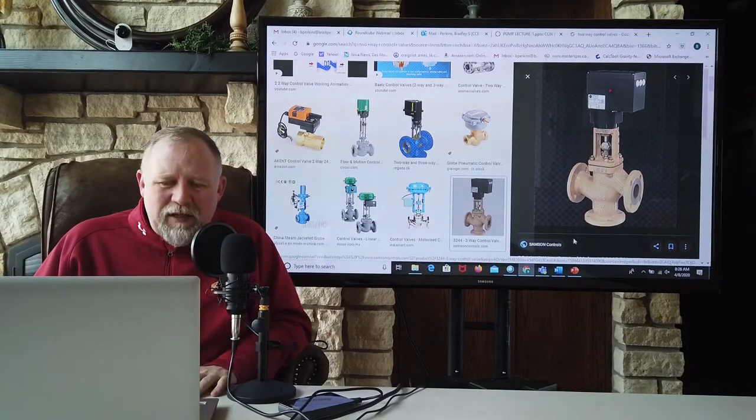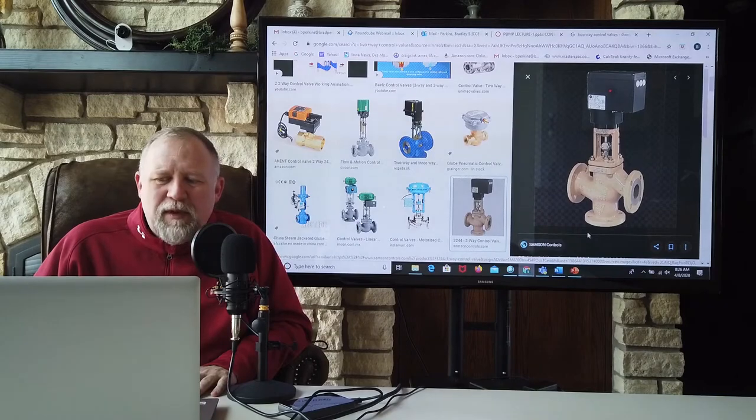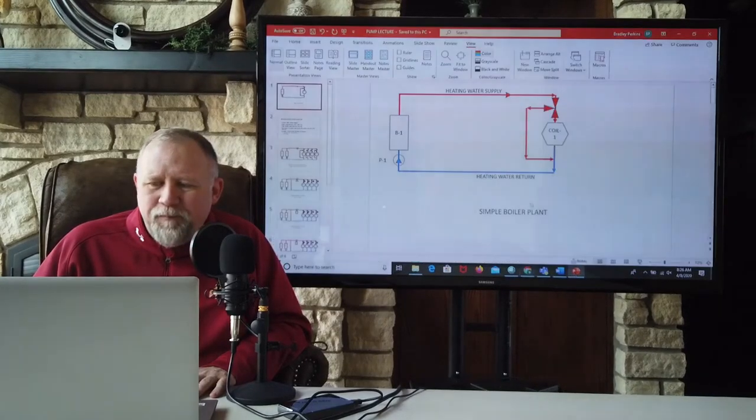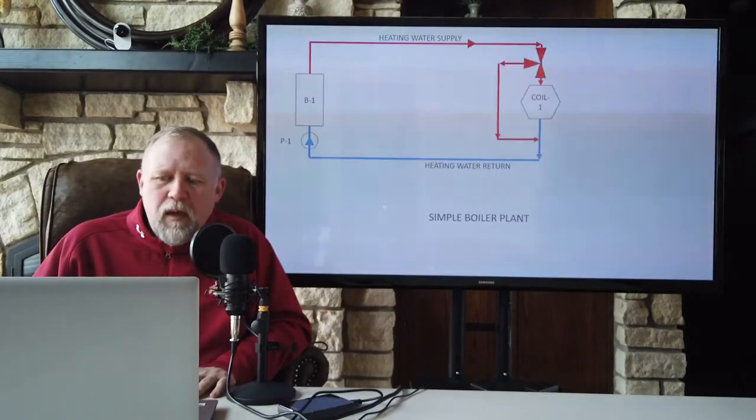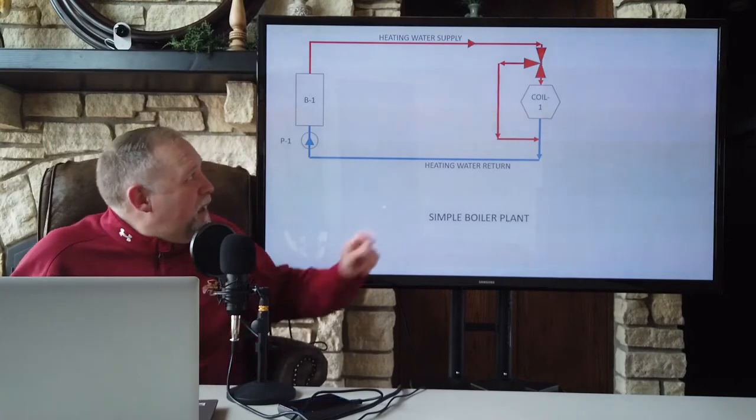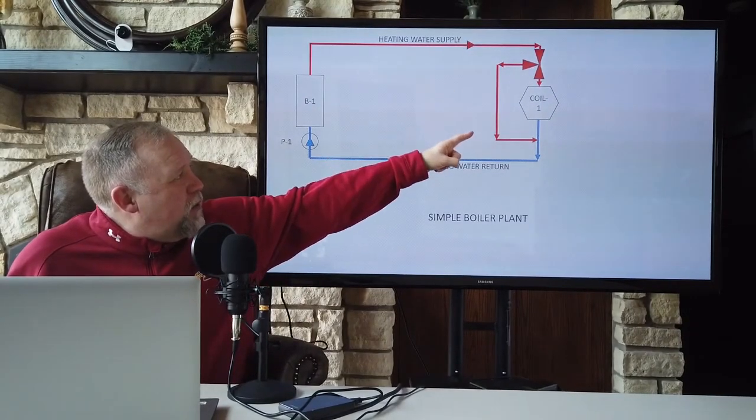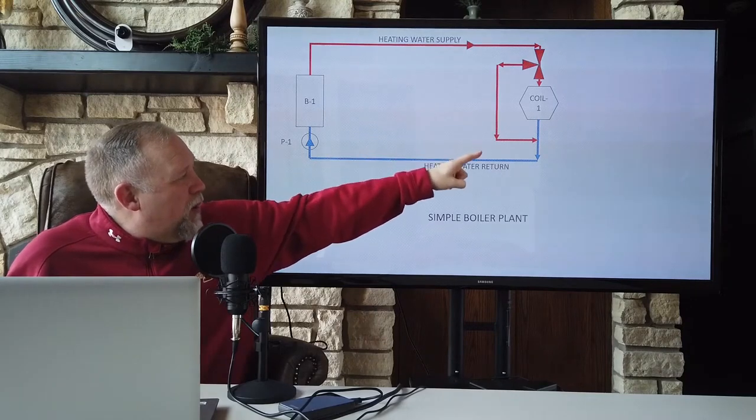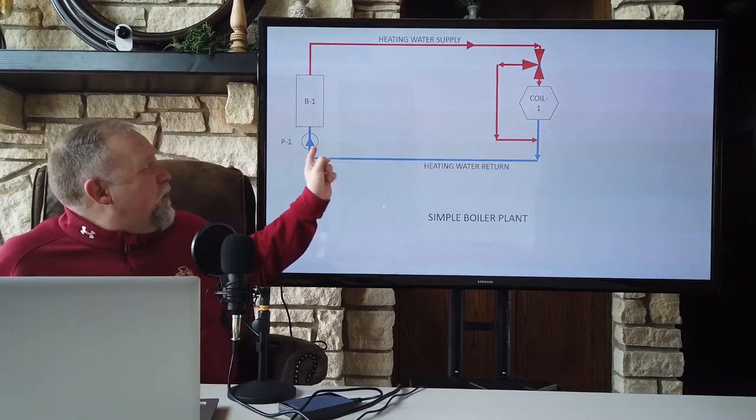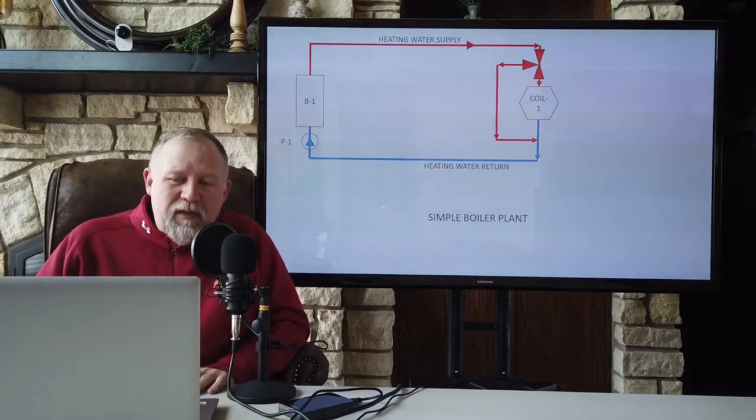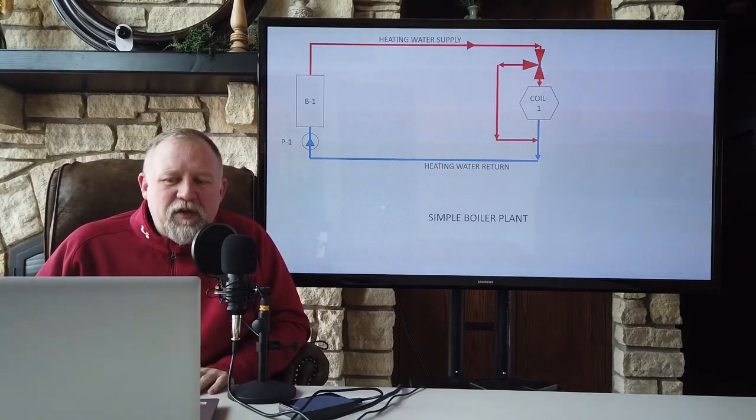Now, we don't need to get into the specifics of how that works, but the whole point is that if we look at our flow diagram here, that valve can either send hot water to the coil or around the coil, and then it goes all the way back to the pump, to the boiler, and around it goes. Now, this is a very simplified version of control.